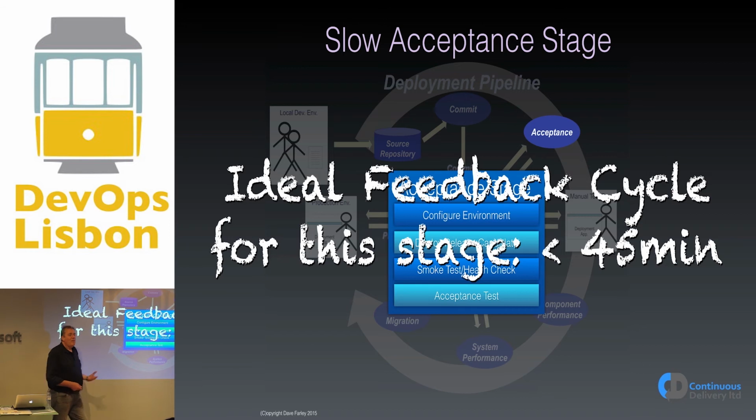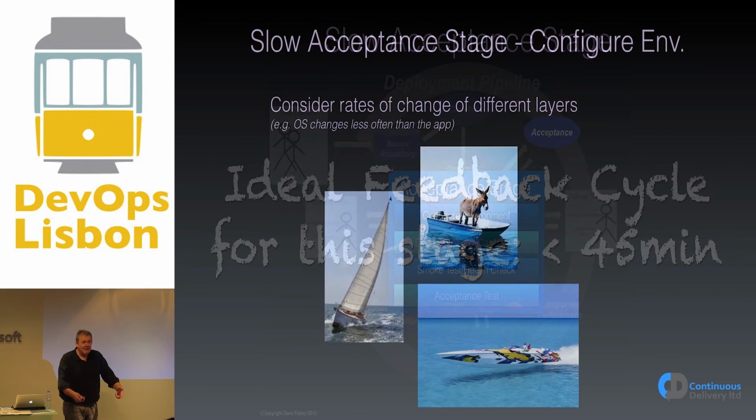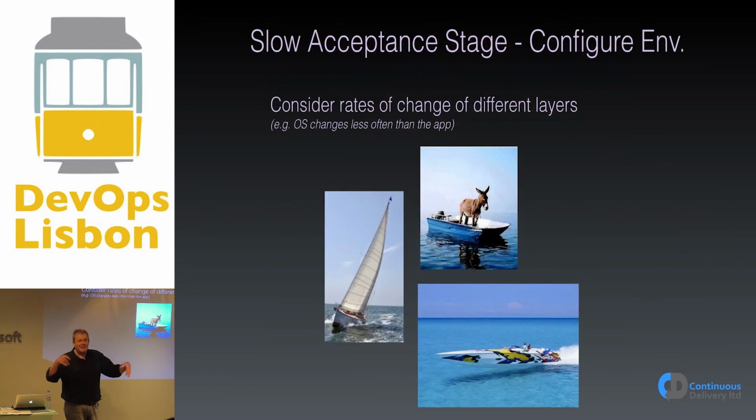We're looking for the whole cycle to be somewhere in the order of about an hour. So we want this stage ideally to be in the order of not over 45 minutes. Ideally, that's what we're trying to achieve: deploying the software, getting it up and running, and then doing all of the tests that you can think of.